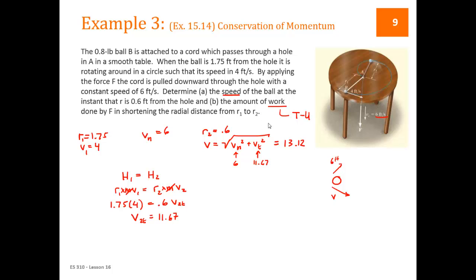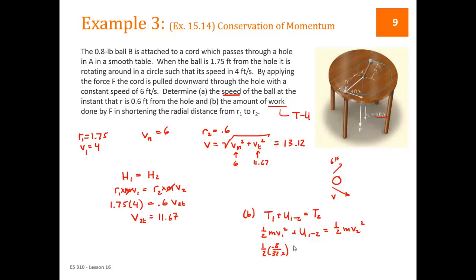Now let's do part B. So for part B, we're going to use our work energy equations. So work energy said that T1 plus work from 1 to 2 is equal to T2. Well, T1, kinetic energy, is 1/2 mv squared, v1 squared. The work is what we're looking for, and T2 is 1/2 mv2 squared. Well, m is 0.8 divided by 32.2.